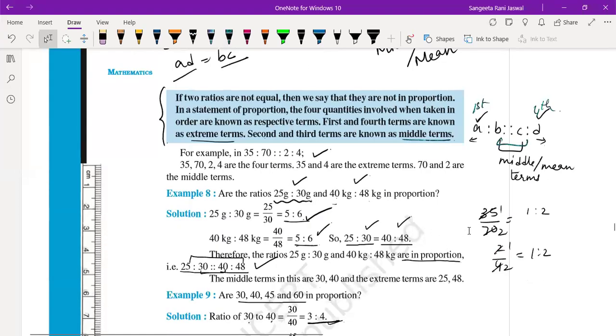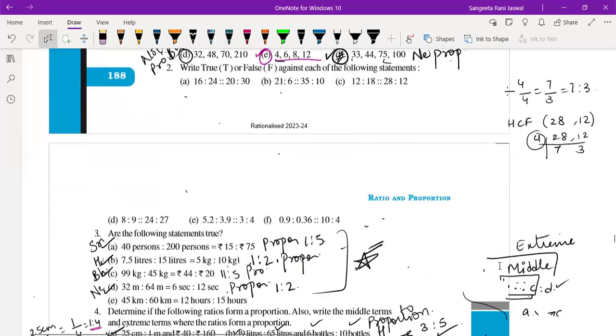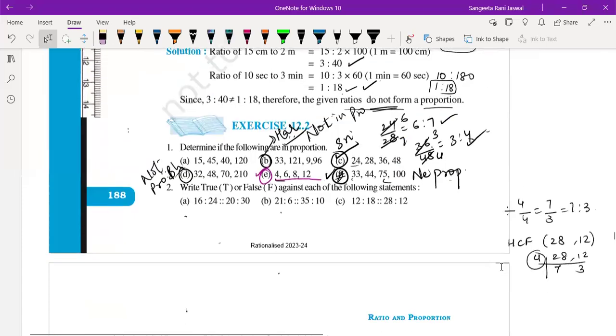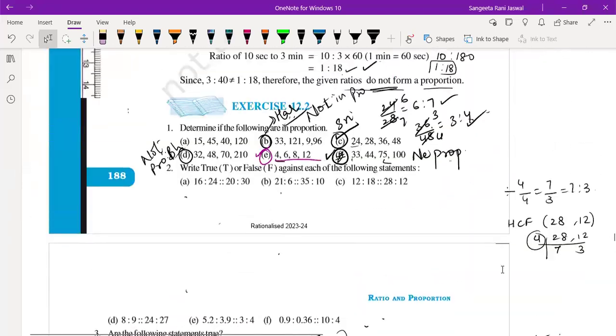Okay, let's see some examples. We'll see some examples today, and then tomorrow we'll do the exercise. Okay, right, beta?